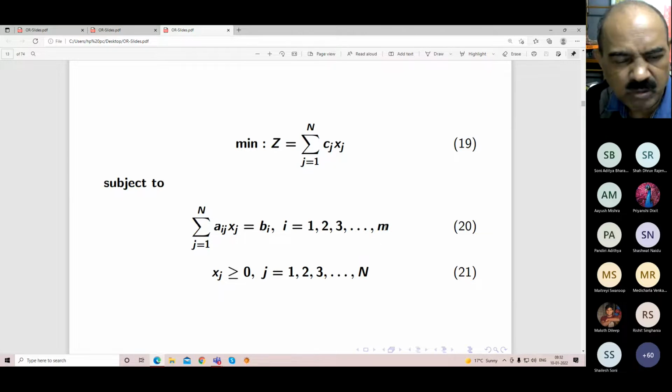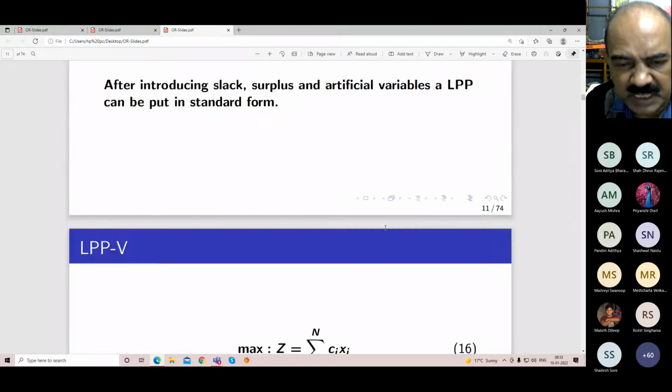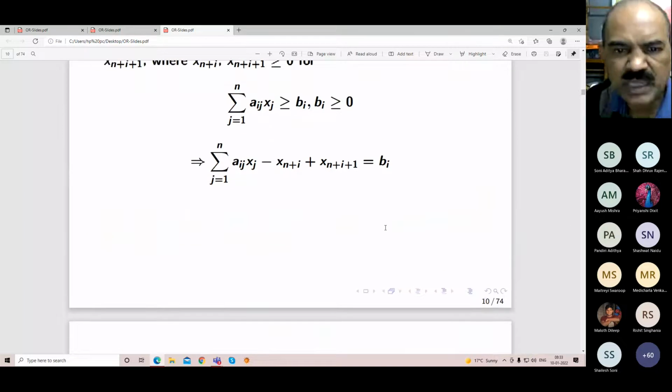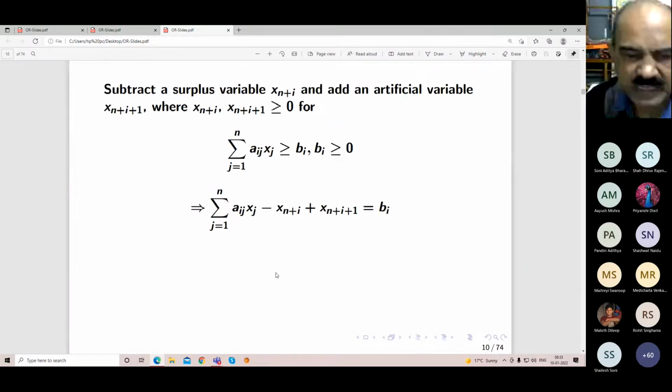Which will be basic variables? I will mention. The slack variable can be a basic variable. An artificial variable can be a basic variable. A surplus variable cannot be a basic variable. The reason is like this. You can see here.